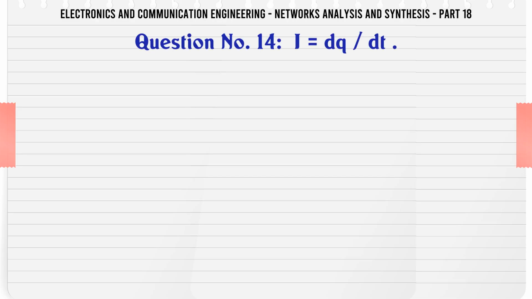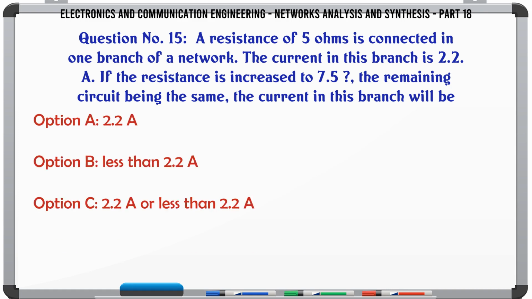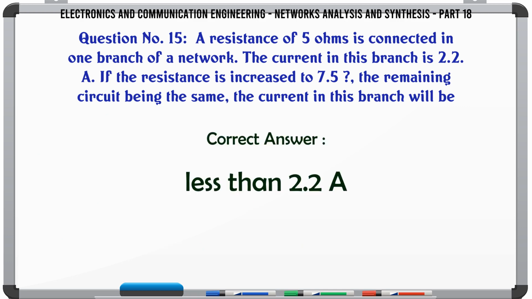i = dq/dt. A. True, B. False, C. D. The correct answer is true. A resistance of 5 ohms is connected in one branch of a network. The current in this branch is 2.2 A. If the resistance is increased to 7.5 ohms, the remaining circuit being the same, the current in this branch will be A. 2.2 A, B. less than 2.2 A, C. 2.2 A or less than 2.2 A, D. 2.2 A or less or more than 2.2 A. The correct answer is less than 2.2 A.